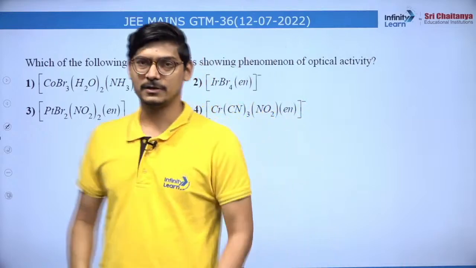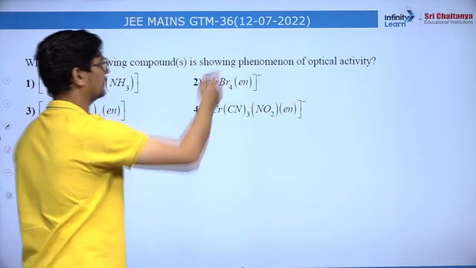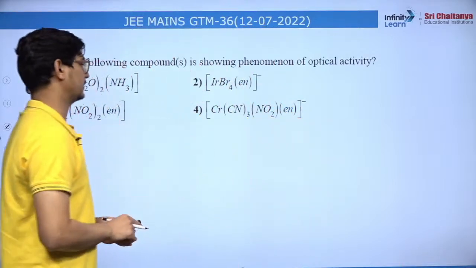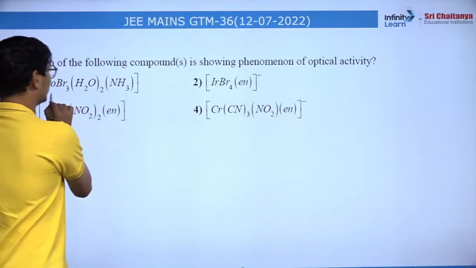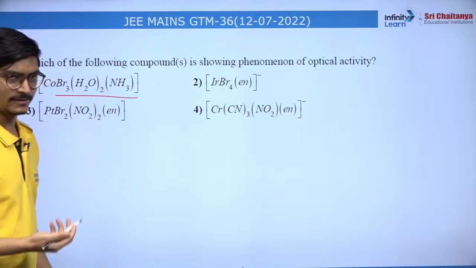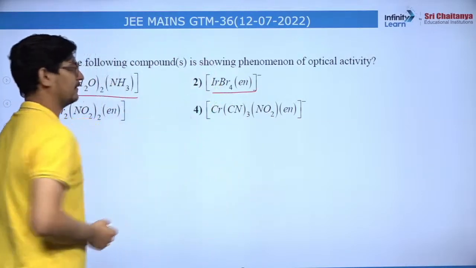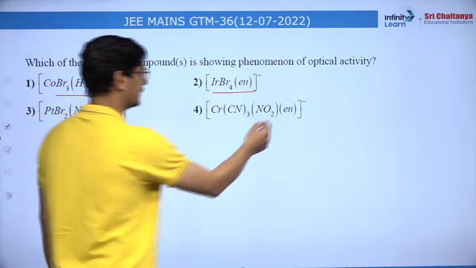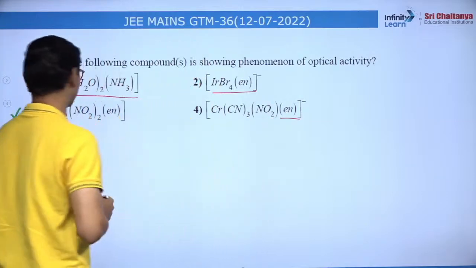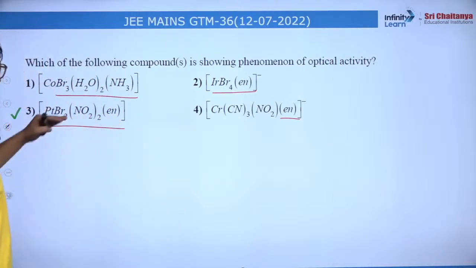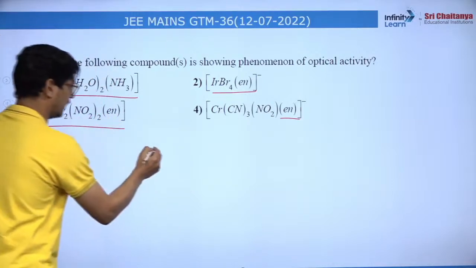Which of the following compounds is showing phenomenon of optical activity? Right, the question is which compound is optically active? So here there is no chelating ligand, this cannot be the correct answer, right? Here there is one chelating ligand, but you can have a plane of symmetry here. Here again there is one chelating ligand, but again you can have a plane of symmetry. But in this compound, okay, here we will have optical activity.